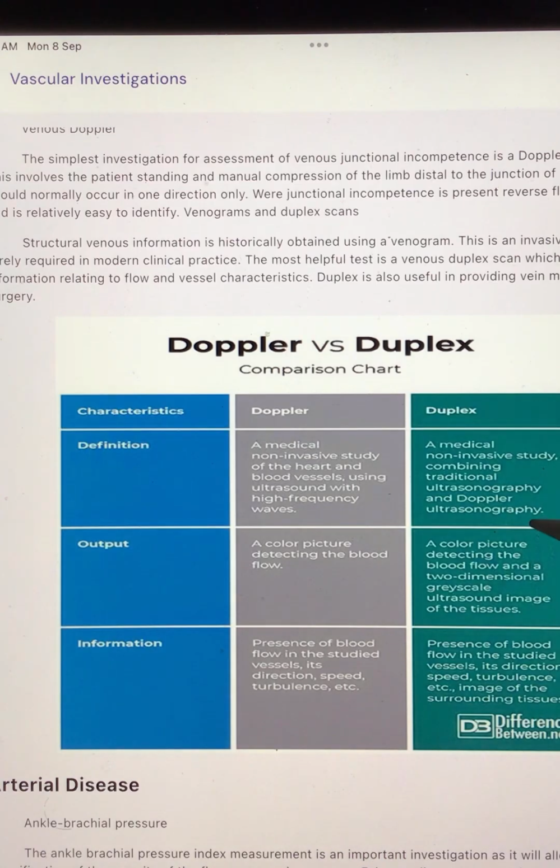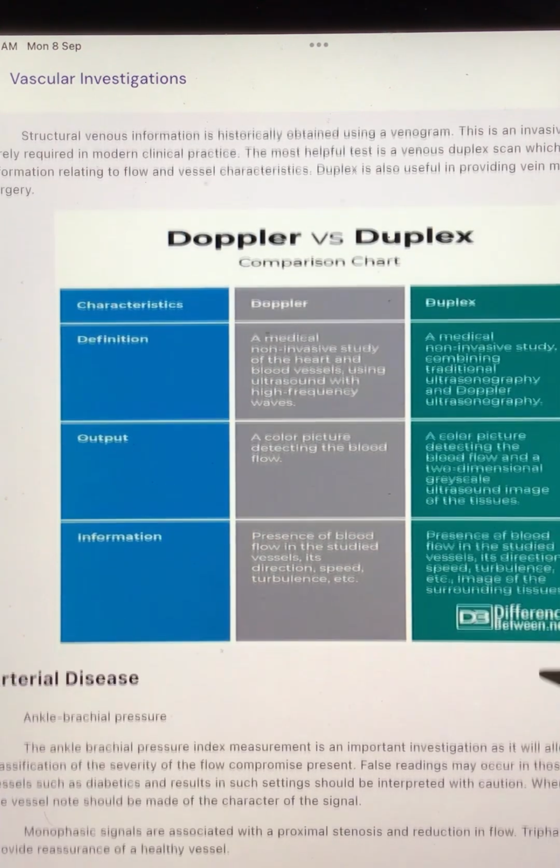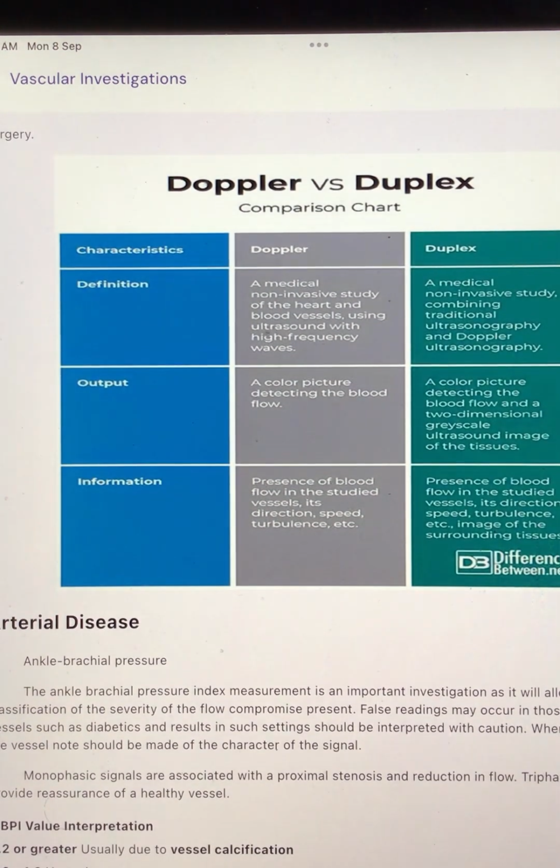While duplex, what is this giving? It is also a non-invasive study, combining traditional ultrasonography and Doppler sonography. A color picture detecting blood flow and a two-dimensional grayscale ultrasound image of the tissues. Presence of blood flow in the studied vessel, its direction, speed, turbulence, and image. So duplex and Doppler: duplex is a combination of grayscale ultrasound and color Doppler.